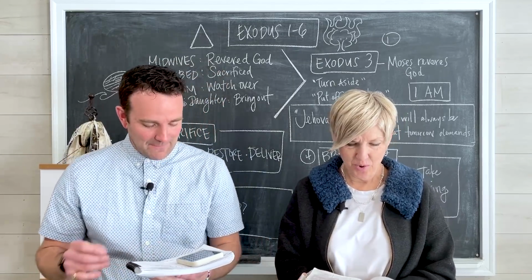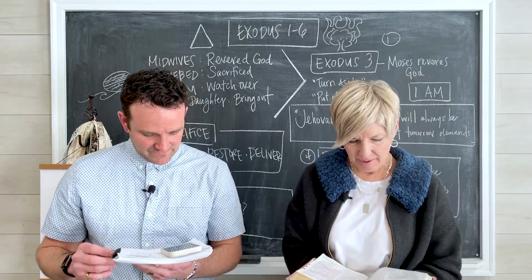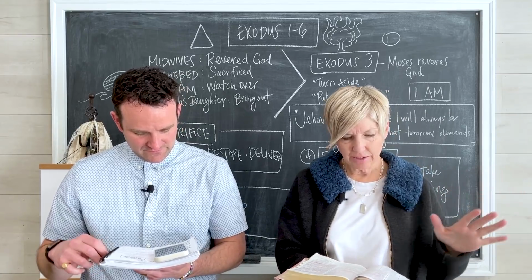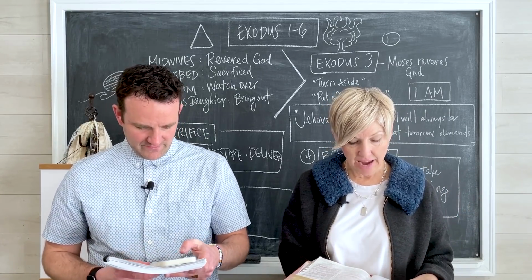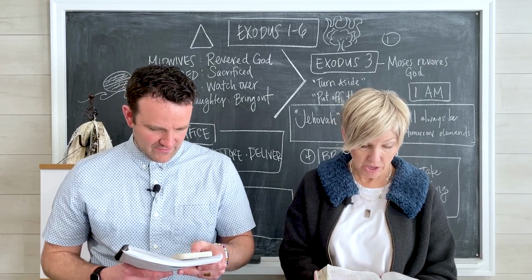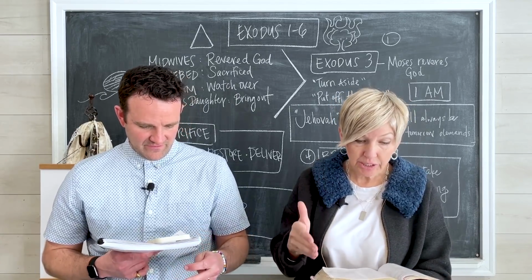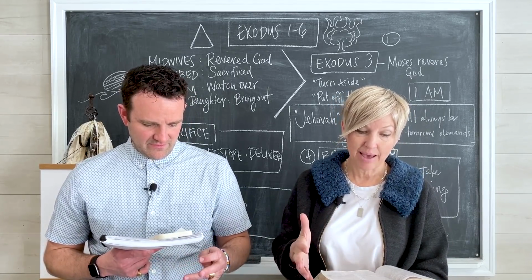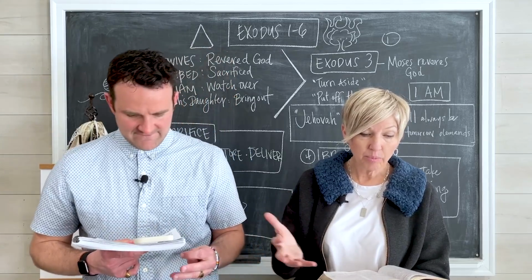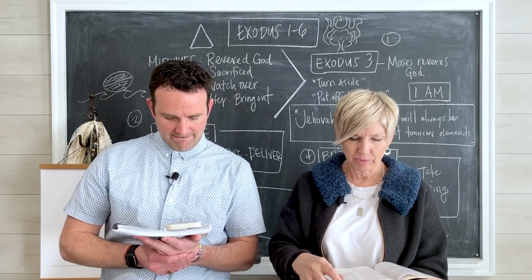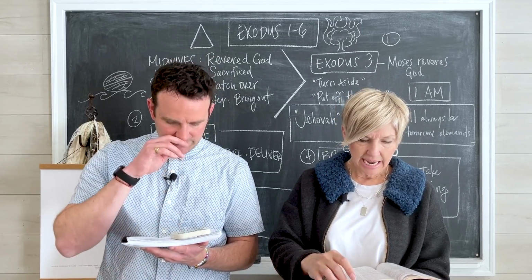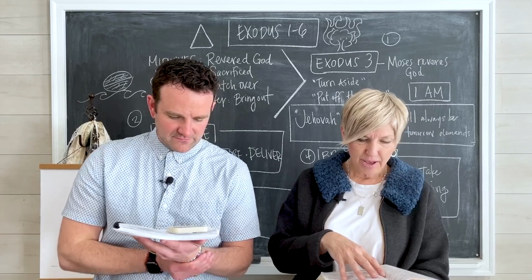Yeah. That's so good. And I love that he says, you go get everyone together and you tell them that the Lord God of your fathers, I'm in verse 16, the God of Abraham, of Isaac, and of Jacob, appeared unto me, saying, I have surely visited you and seen what is happening to you in Egypt, and I will bring you up out, he says to them, and I'm going to take you to this place flowing with milk and honey.